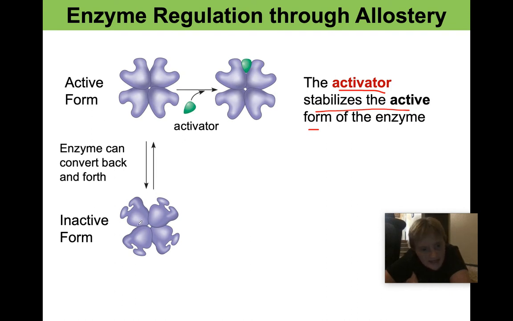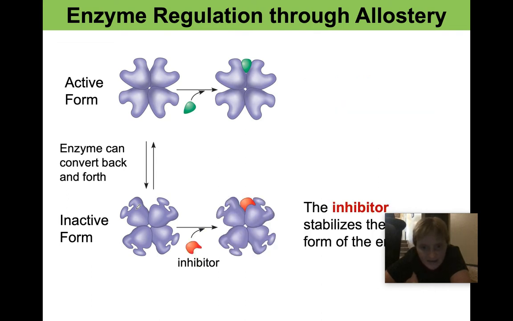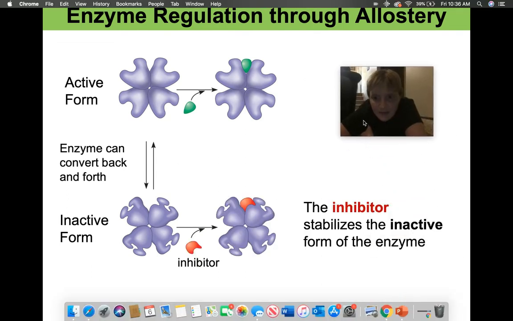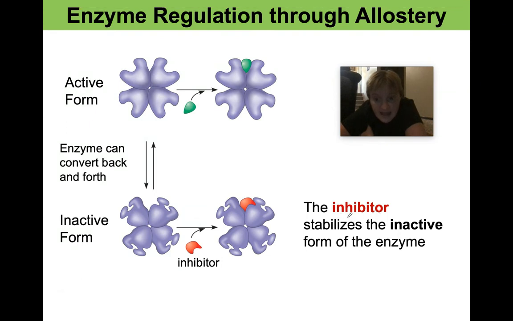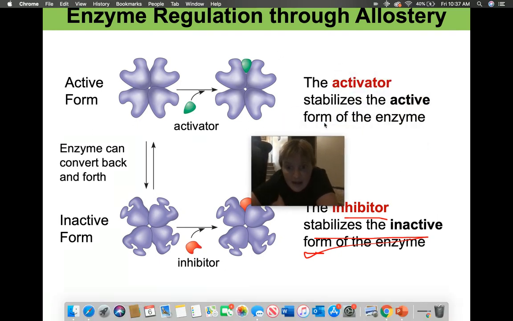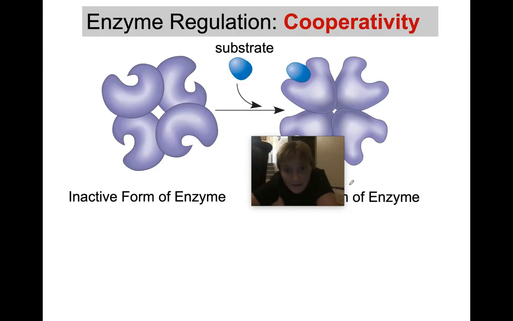But maybe we have this inactive form, and maybe we want to shut this enzyme off. If we want to shut this enzyme off, we can put in an inhibitor. This inhibitor could be competitive or non-competitive, but an inhibitor will stabilize the inactive form. Maybe we don't want this enzyme turned on right now, so we need an inhibitor to stabilize the inactive form. But that all works through allostery because it didn't bind to the active site. It bound to a site other than the active site. So activators stabilize the active form, inhibitors stabilize the inactive form, and it can go back and forth.